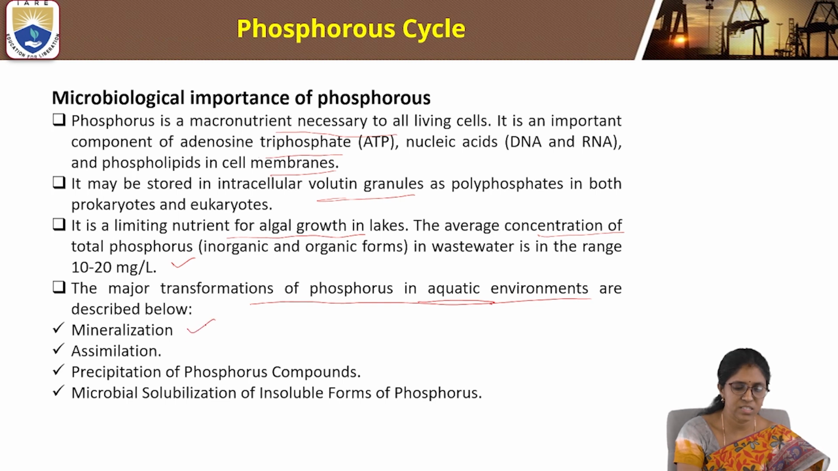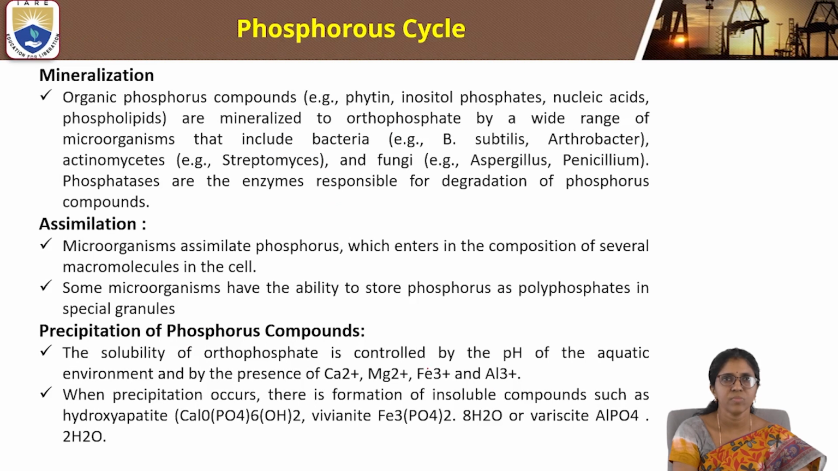The transformations are mineralization, assimilation, precipitation of phosphorus compounds, and microbial solubilization of insoluble forms of phosphorus. The first one is mineralization. Organic phosphorus compounds, for example phytin, inositol phosphates, nucleic acids and phospholipids, are mineralized to orthophosphate by a wide range of microorganisms that include bacteria and fungi, and by phosphatases.